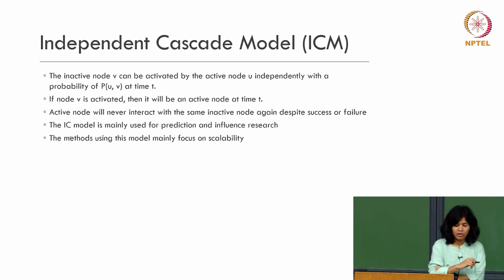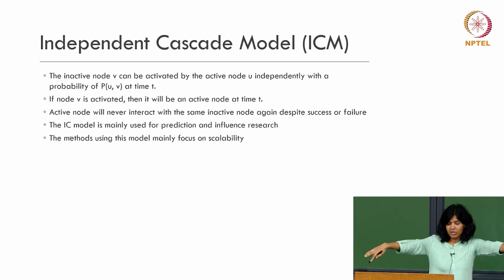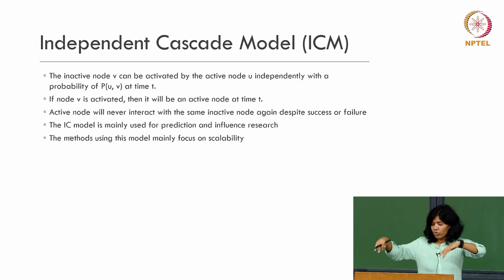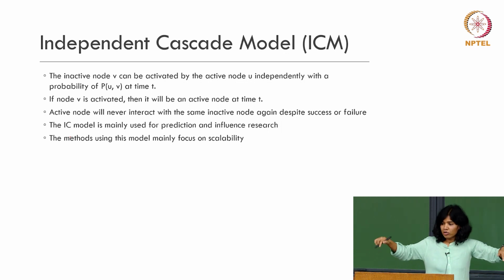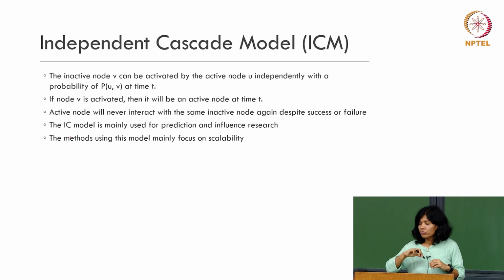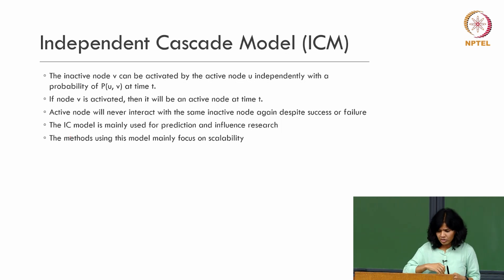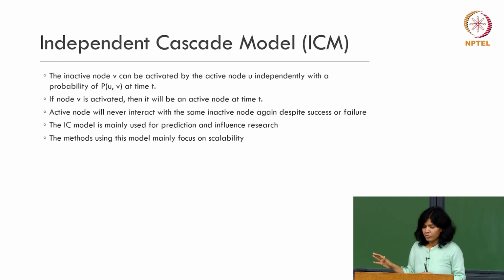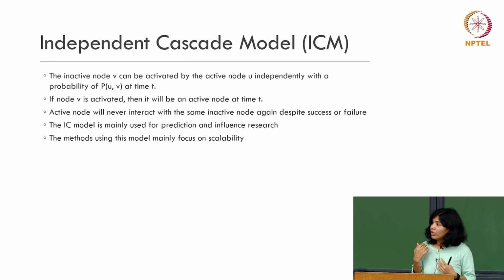So there are certain rules here which basically work. An inactive node V can be activated by an active node U at any point of time. Let's say I have 5 neighbors. If I'm inactive, my neighbors will try to activate me, meaning trying to infect me, with a certain probability at time t. And once I get infected, I remain infected forever. So that's what happens. And then an active node will never interact with the same inactive node again.